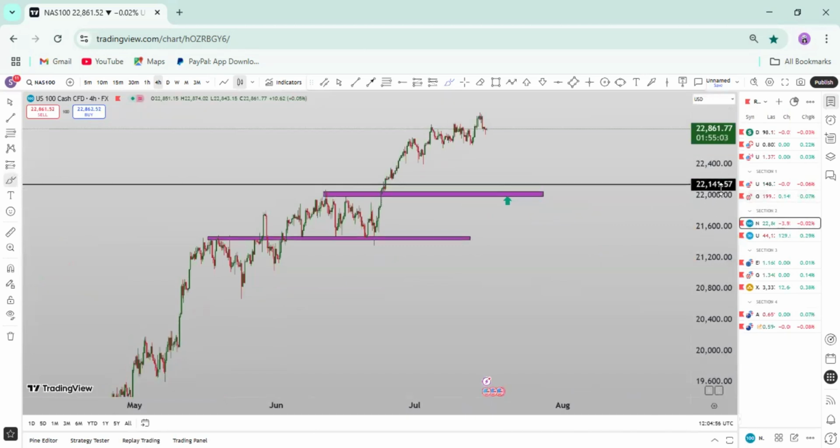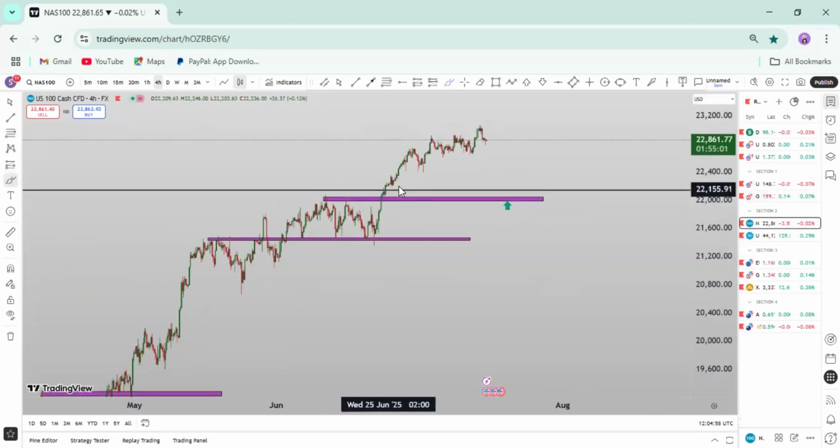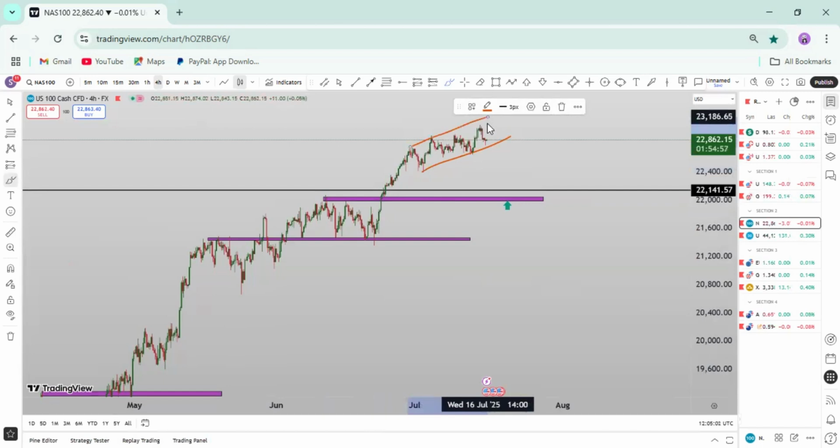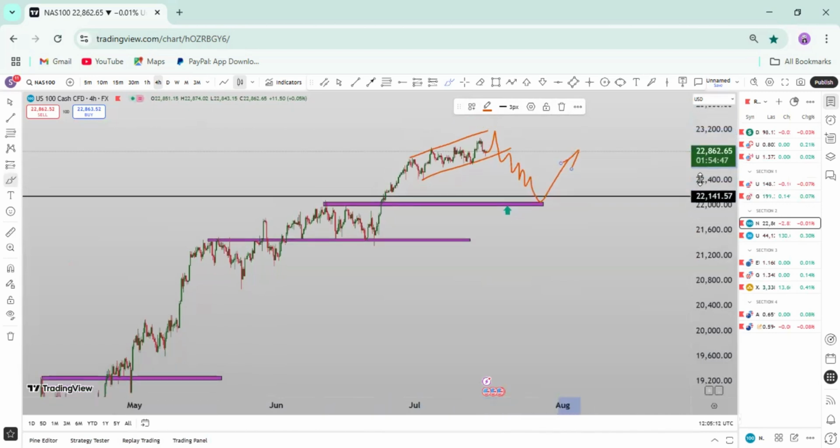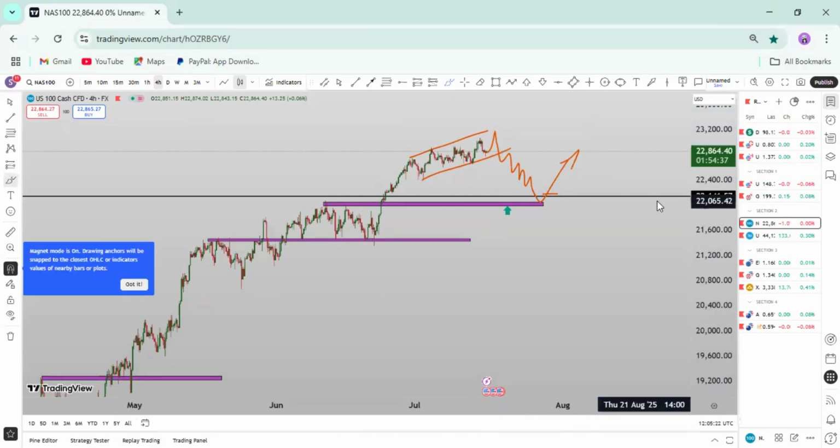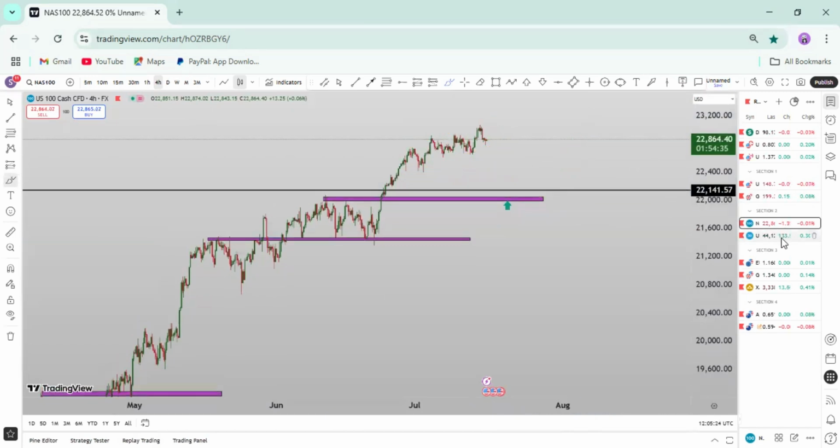NAS 100, I can't talk much about it. You can see we have something like reversal patterns forming. So maybe this market might start reversing and come to this area before having that setup around here. So if the market does something like this, then I will take this trade maybe from here for bullish. But for now, I don't have much on NAS 100.